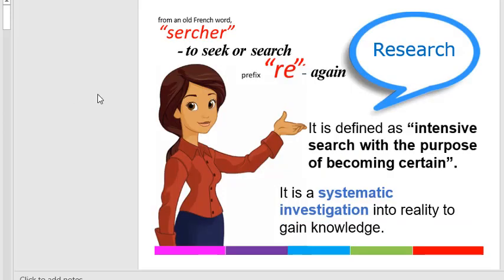First of all, we will know what research is. Research is a French word which means search, and re means again and again. We can define it as an intensive search with the purpose of becoming certain. It is a systematic investigation, meaning it is done through a system. We will study how it is systematic: it consists of different parts and different processes that help gain knowledge about a certain topic.